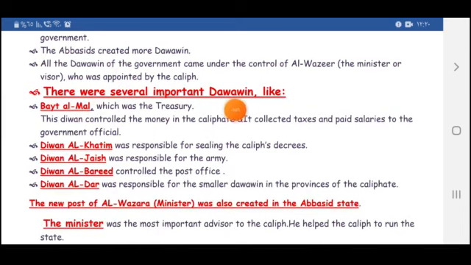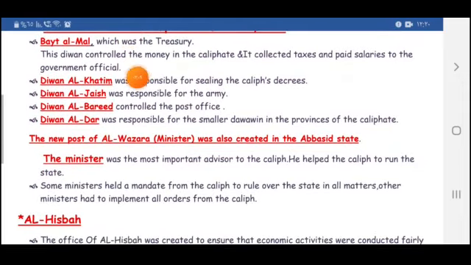There were several important dawawin like Baytul Mal, which was the treasury. This diwan controlled the money in the caliphate. It collected taxes and paid salaries to the government officials, like the Ministry of Finance now. Diwan al-Khatam was responsible for sealing the caliph's decrees.